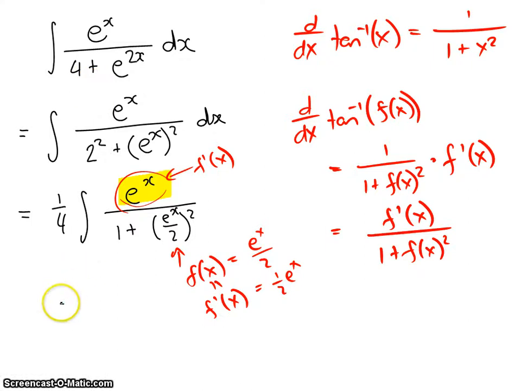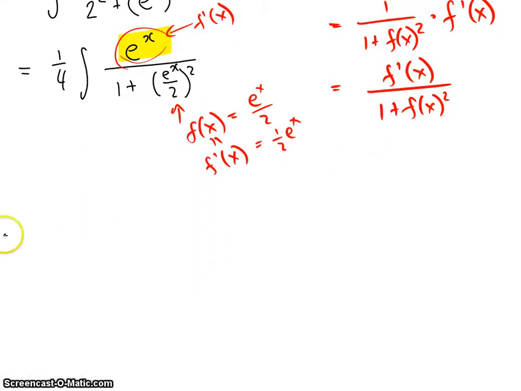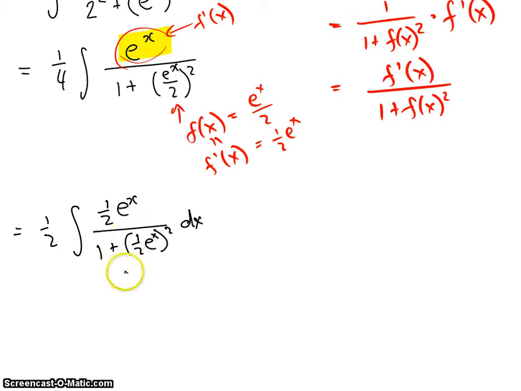So what do we actually have? What we actually have here is a half, and I'll take one of these halves back inside to give me a half e to the x over 1 plus a half e to the x squared dx. So now I know exactly how to integrate this one. This gives me a half, and then this is my tangent inverse of this function. So tangent inverse of a half e to the x plus c.